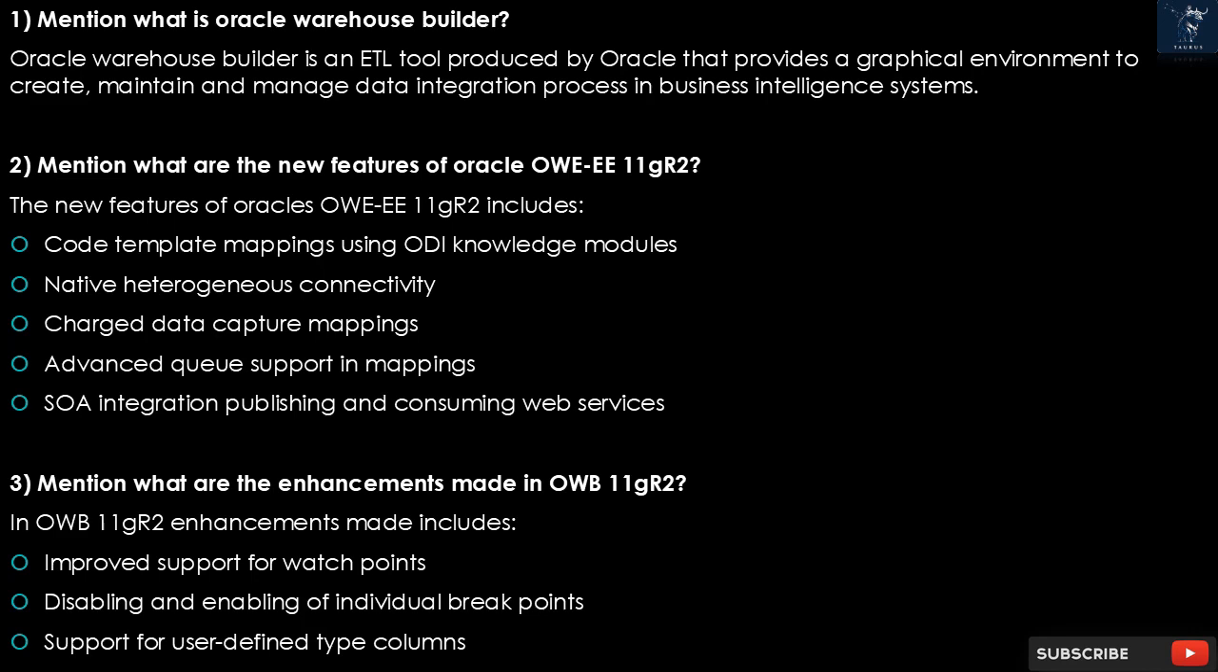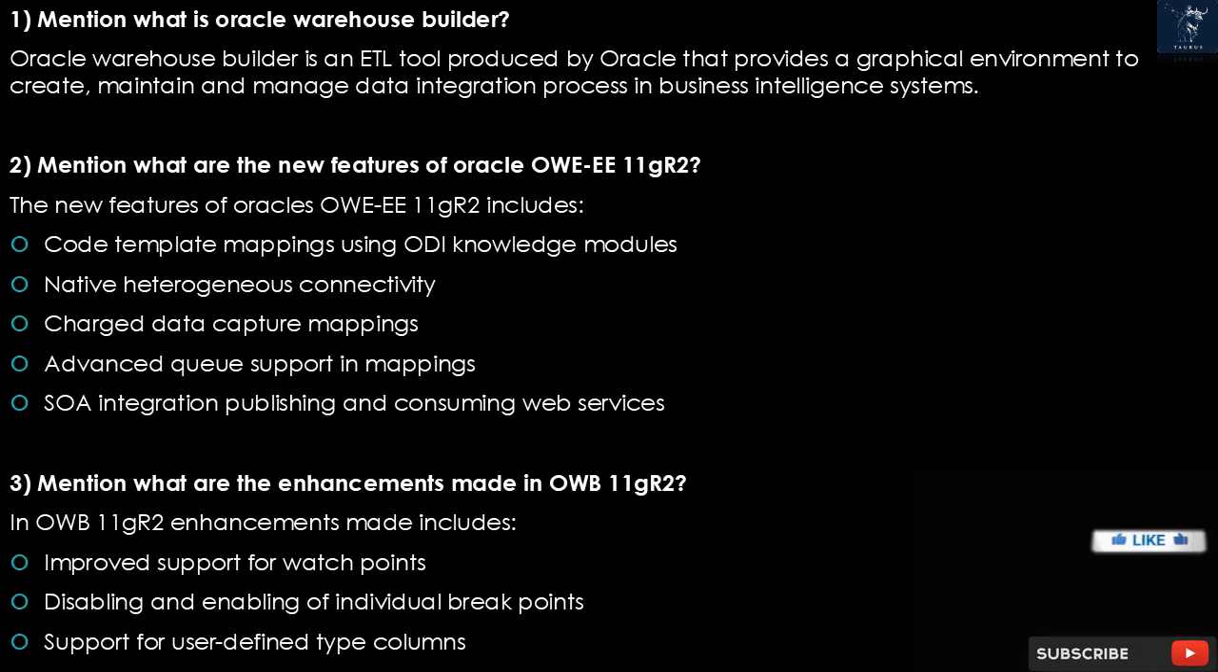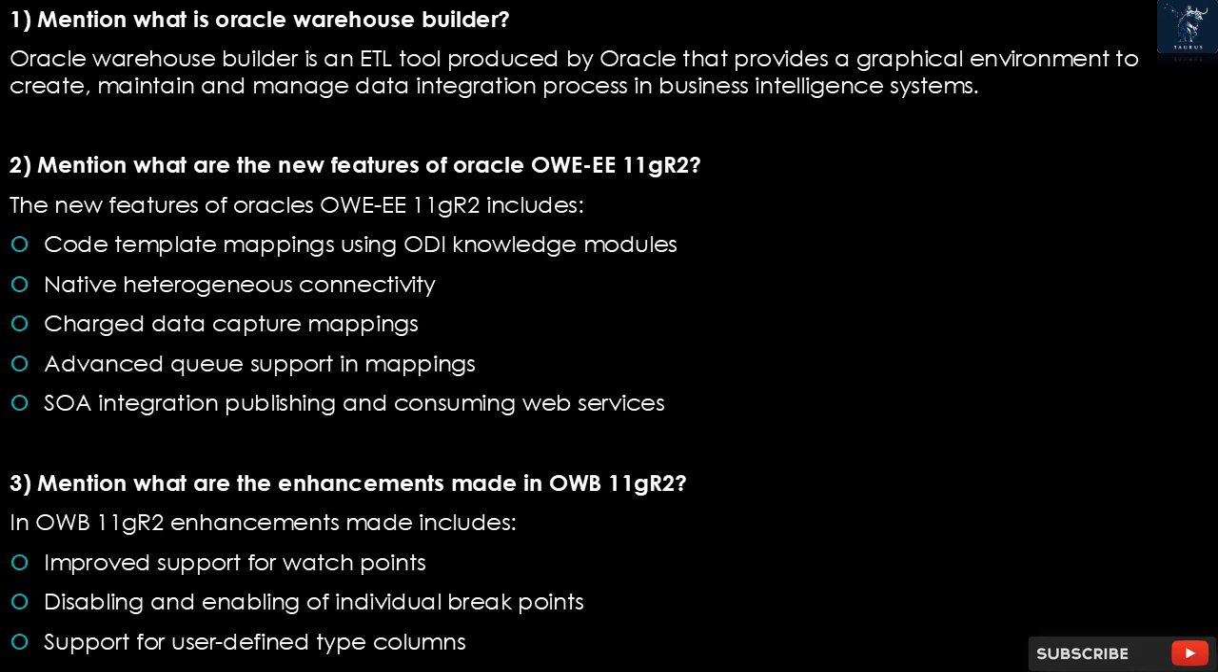2. Mention what are the new features of Oracle OWB 11g R2? The new features of Oracle OWB 11g R2 include code template mappings using ODI knowledge modules, native heterogeneous connectivity, change data capture mappings, advanced queue support in mappings, SOA integration publishing and consuming web services.